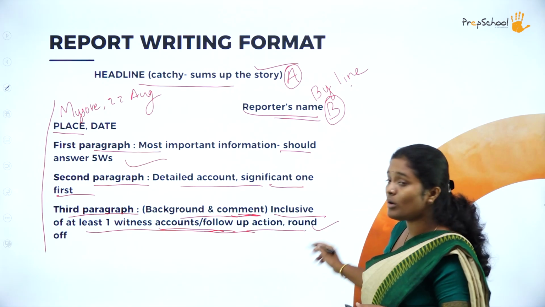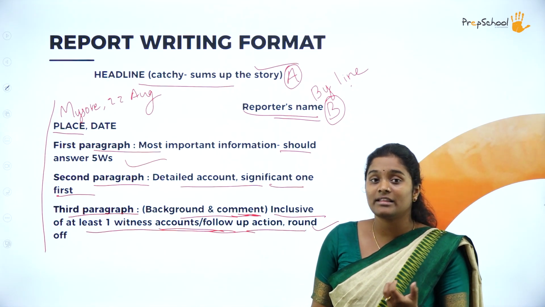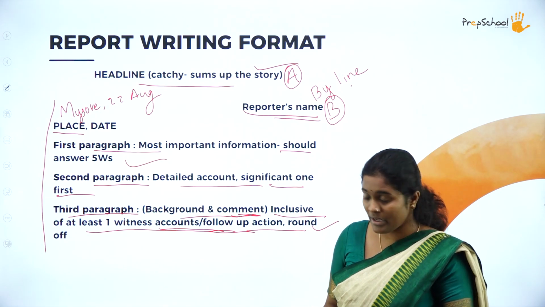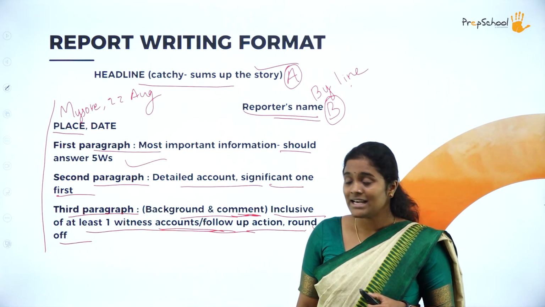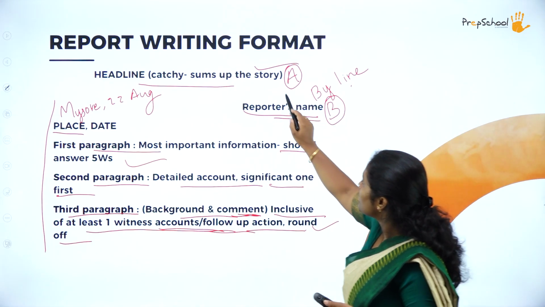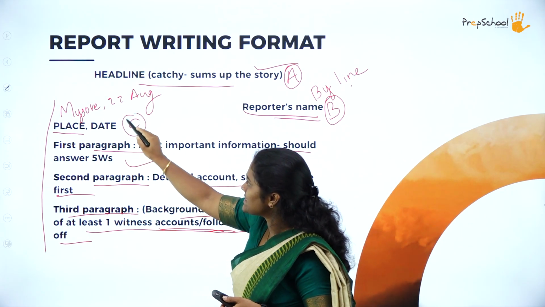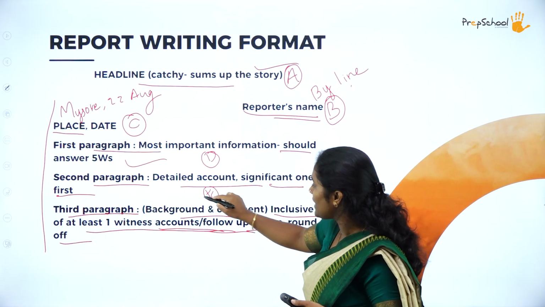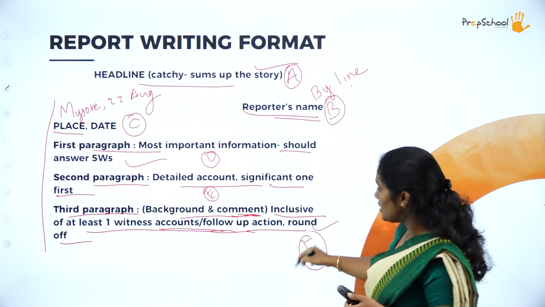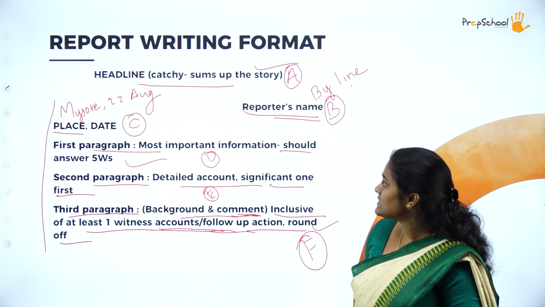Follow-up action, or what is going to happen next? What are they going to take up next? How did they say they are looking forward to the year that is coming up? And you have to round up the entire report over here. Clear? So there is headline A, reporter's name B, then date and place C, first paragraph D, second paragraph E, and F, which is your third paragraph that will sum up the entire report. I hope that is clear.